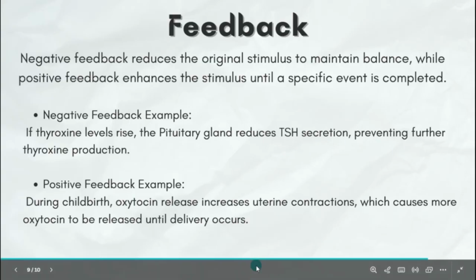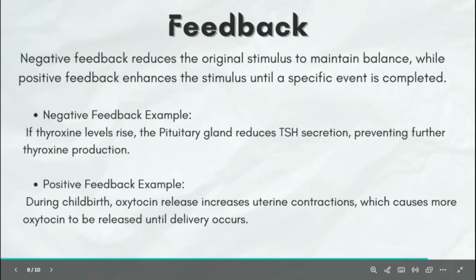Right. So if the thyroxine levels are going to rise, the pituitary gland reduces TSH, and that's the thyroid stimulating hormone. Overall, it's just to reduce it basically. As I said before, negative feedback, we want to reduce it in order to get homeostasis. Positive feedback, we want to increase it to get homeostasis.